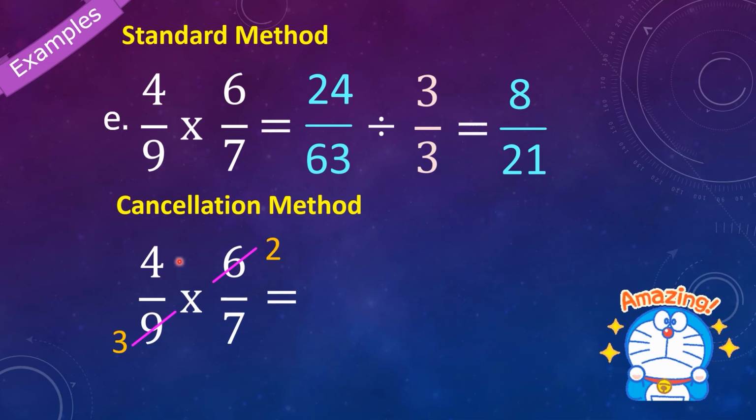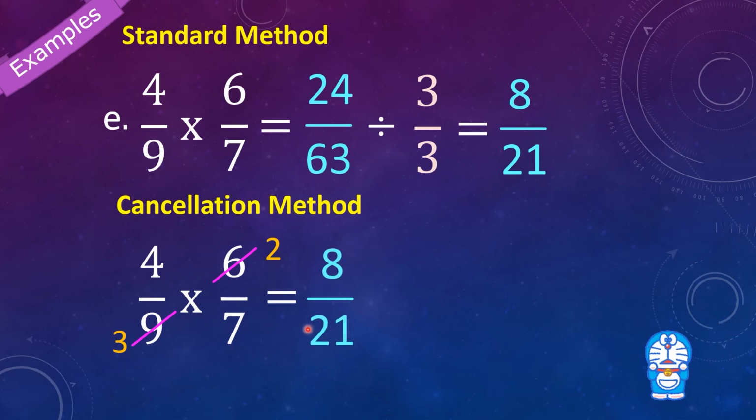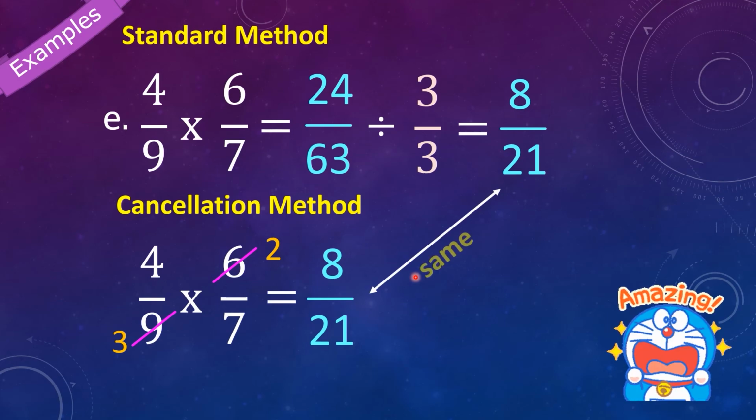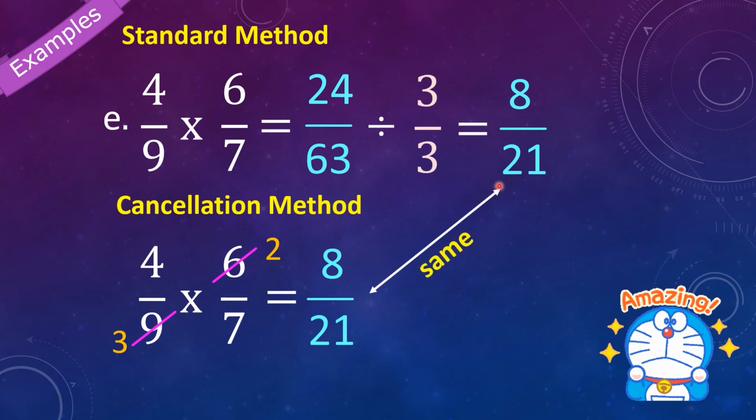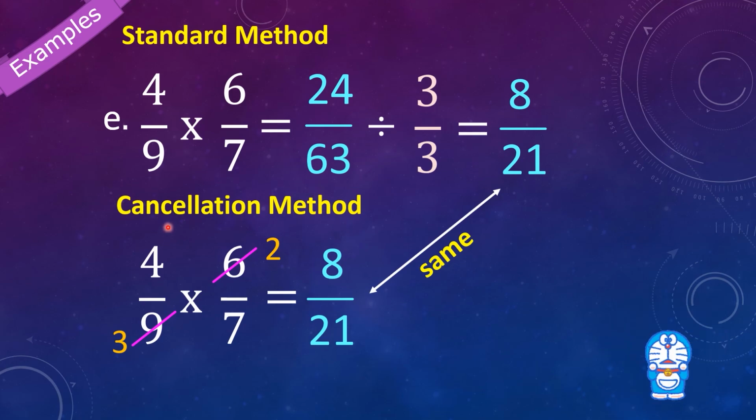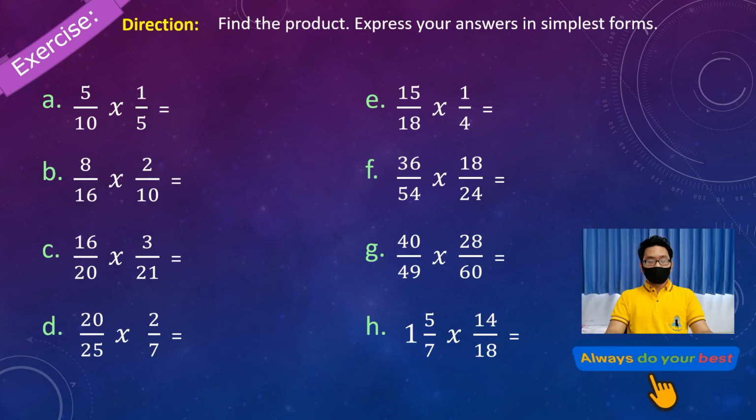Alright, now we can multiply. 4 times 2 equals 8. 3 times 7 equals 21. Okay, as you can see, we both arrive at the same answer, which is 8 over 21. Now, it's up to you if you will use standard method or cancellation method. You can use this one or you can use this one. Okay? It's all up to you.